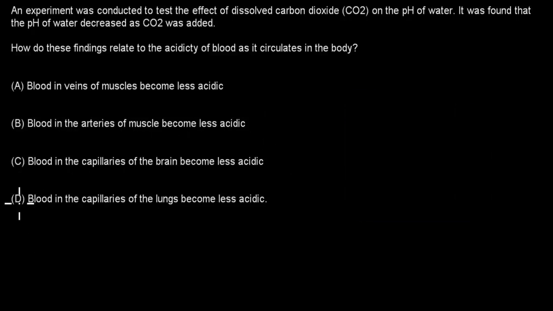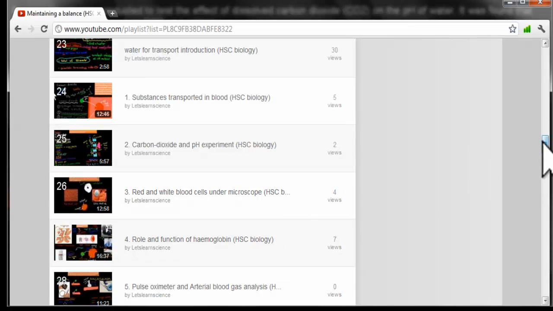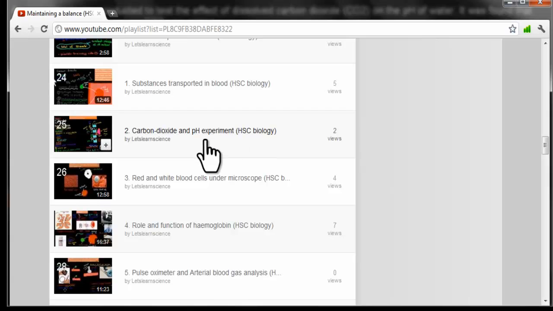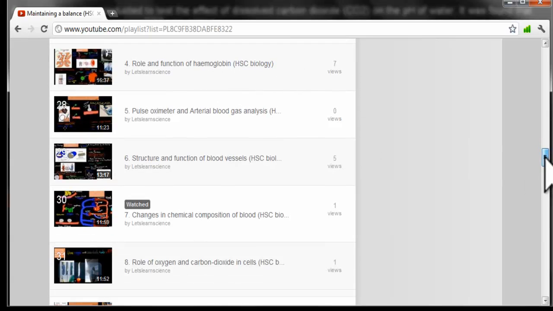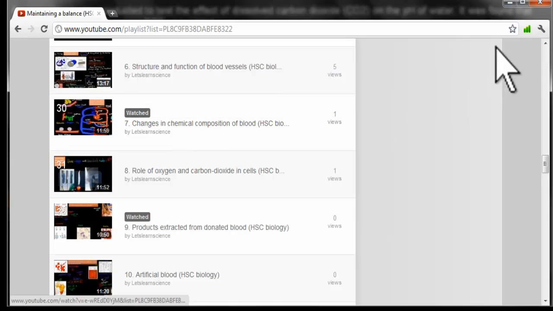Welcome back. The correct answer for this one is D. And the reason why, at the lungs, we remove CO2 from the blood and exhale it, and CO2 makes it acidic, so at the lungs it becomes less acidic. C is incorrect, and the reason why is because in the capillaries, we have CO2 actually being put into our blood, which means it becomes more acidic. A and B are just generally too general, they're also wrong. And this one comes from the carbon dioxide and pH experiment, and it also comes from the change in the chemical composition of blood, number 7.